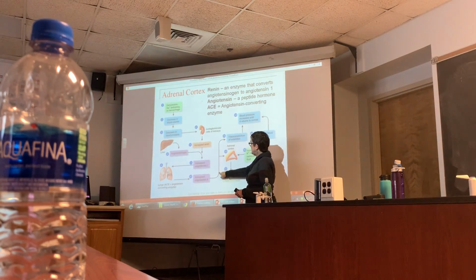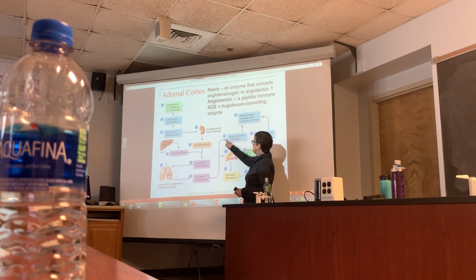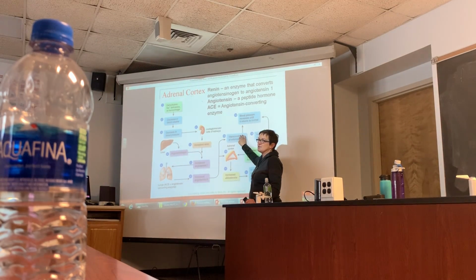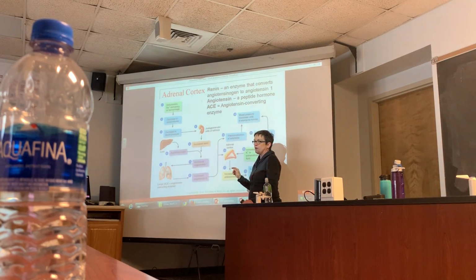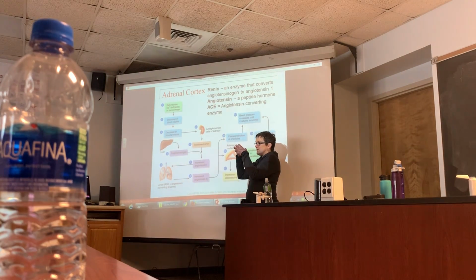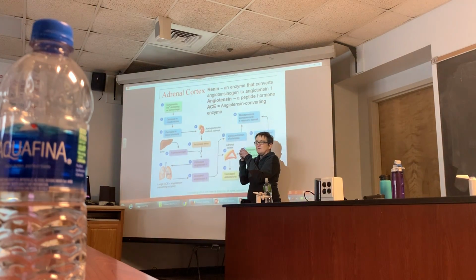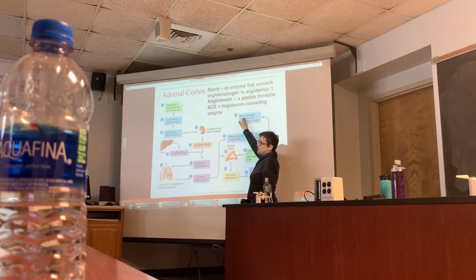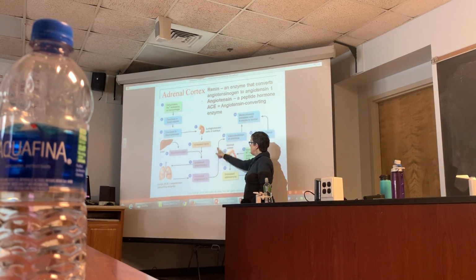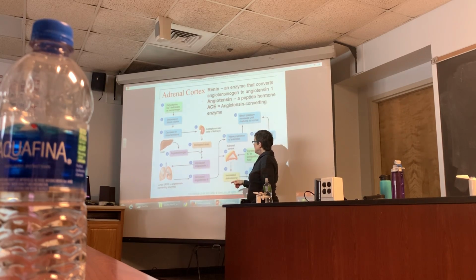Angiotensin 2 has two effects. One is it stimulates general vasoconstriction of arterioles. Arterioles are tiny arteries. When you constrict the artery, that's going to increase blood pressure throughout the body. So that helps increase blood pressure. Another effect is it stimulates the adrenal cortex to produce aldosterone.